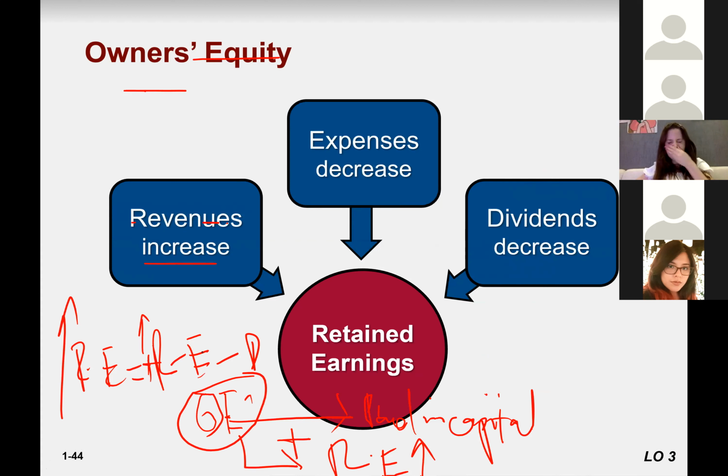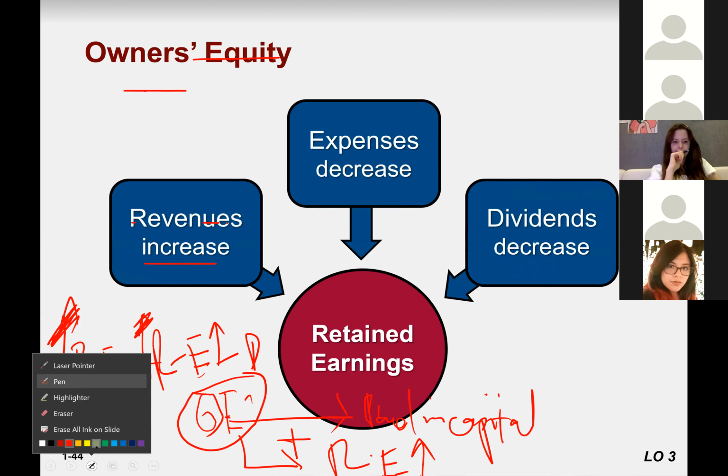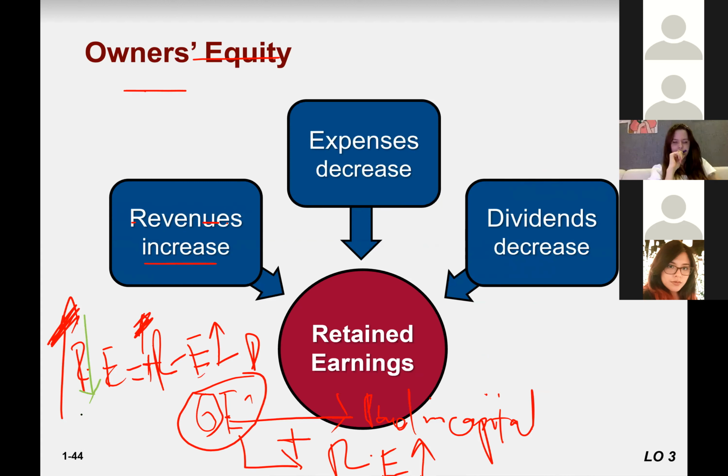Similarly, an increase in expenditure causes a decrease in retained earnings. So when retained earnings decreases, owner's equity decreases. So that's the things in terms of equation and all those concepts. Similarly, dividend decrease.